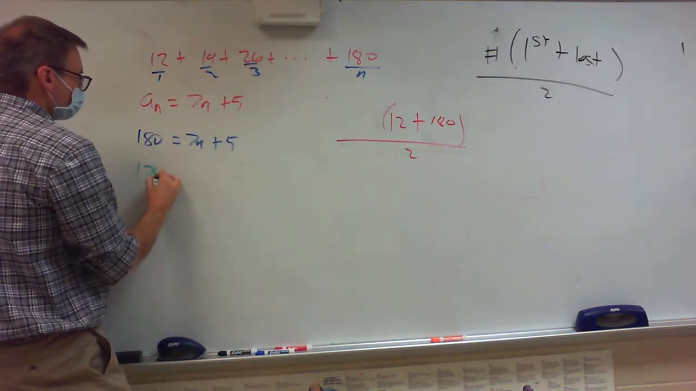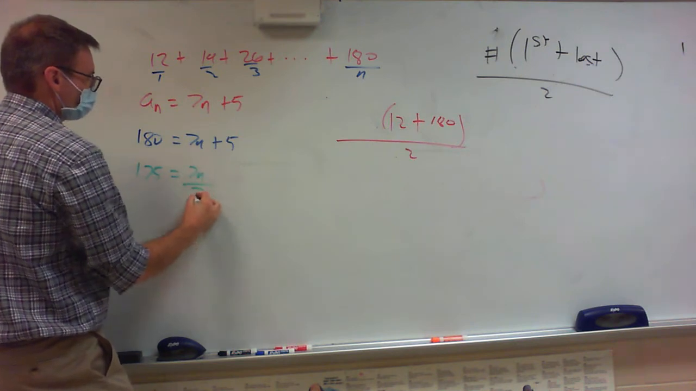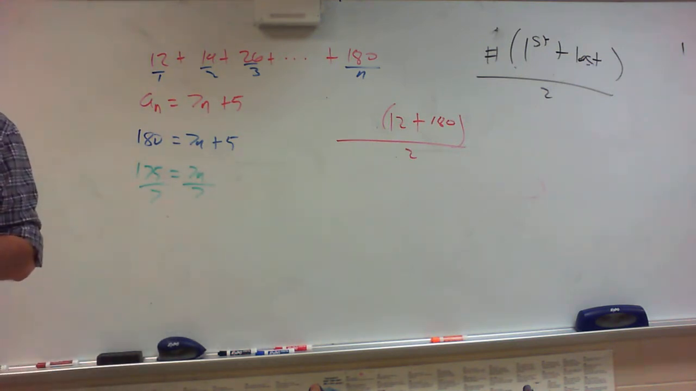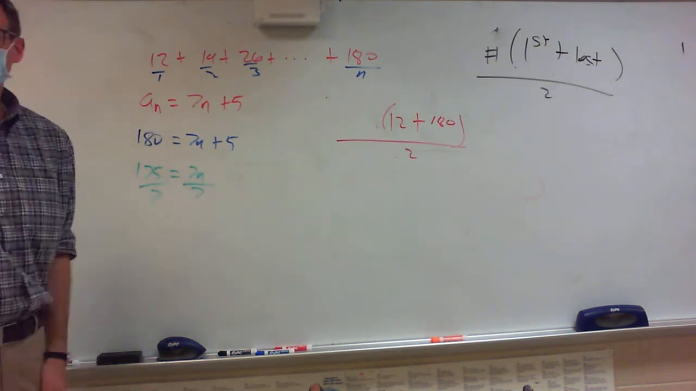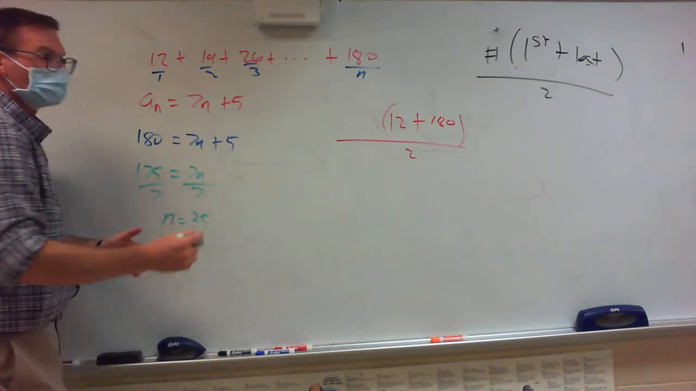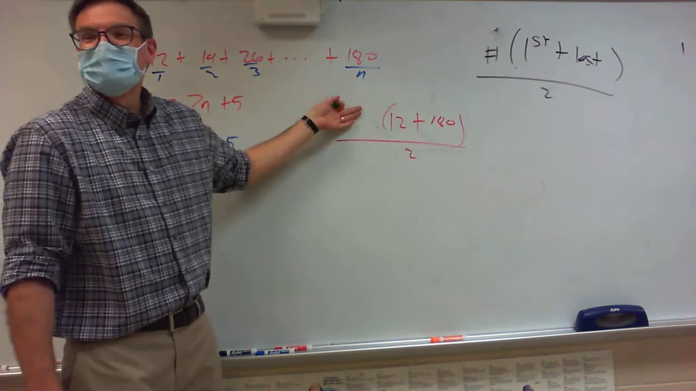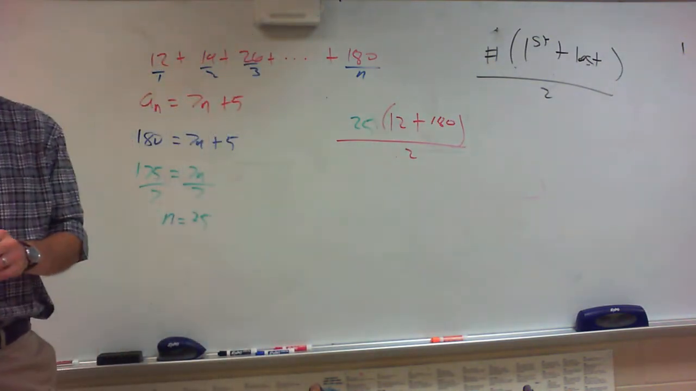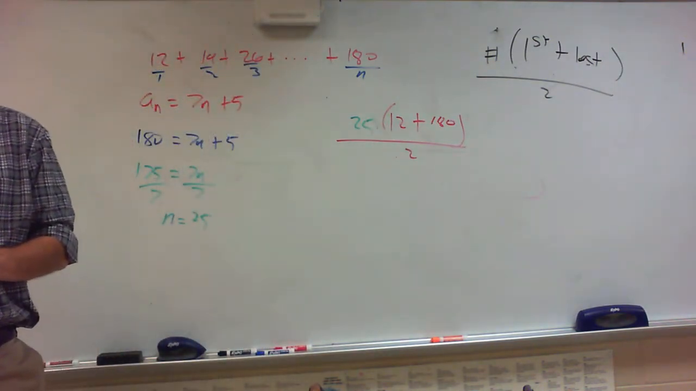So I get 175 is equal to 7n. Divide both sides by 7. Please let this be a nice number. It's 25. Awesome. Well, of course it's 25. I should have done that in my head. And so I end up with n is equal to 25. And so what do we know? We know there are 25 terms. Does that make sense?